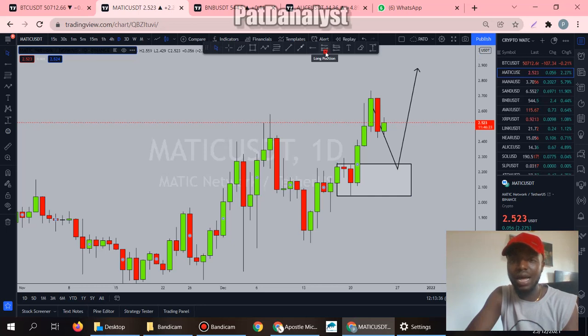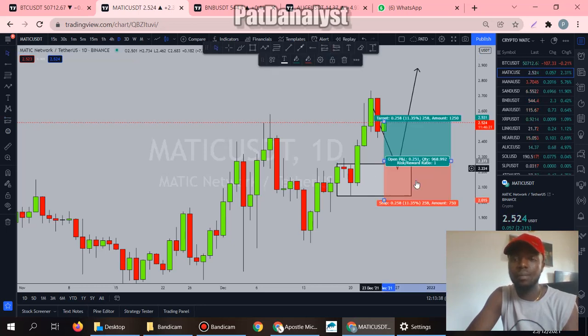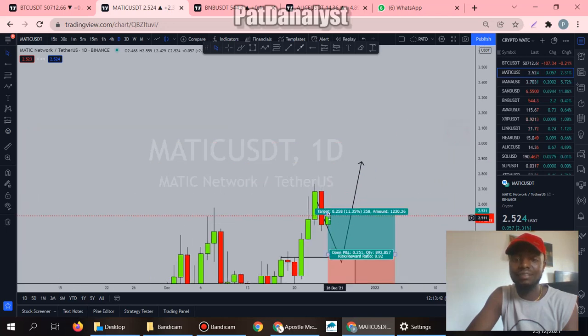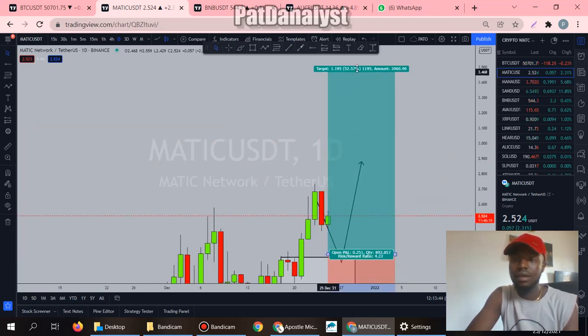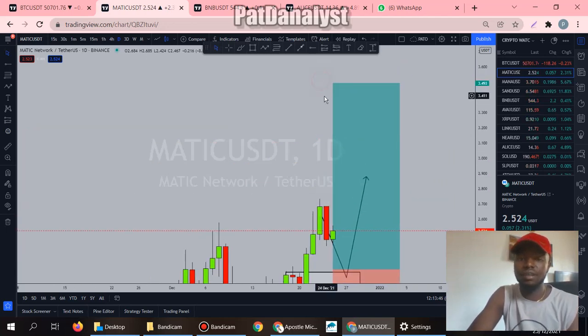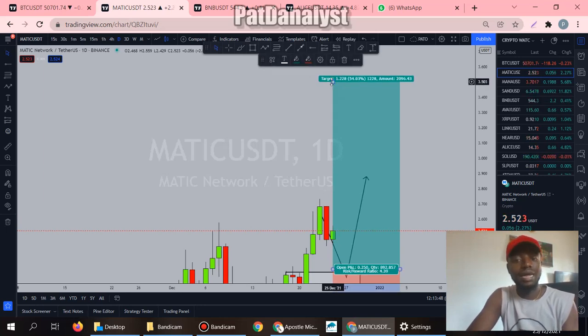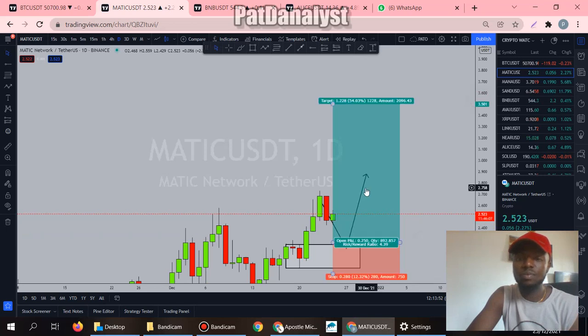So this is another entry point for Matic USDT with your stop loss below the demand zone and your target. Let's just say 3.5. Let's just put it there. That's crazy. That's 1:4. You are risking 12% to make 54%, guys. And this is what trading is all about. You have to have your stop loss set, because we are not guaranteeing whatever we're saying as 100%. And this is free signal sharing to you.